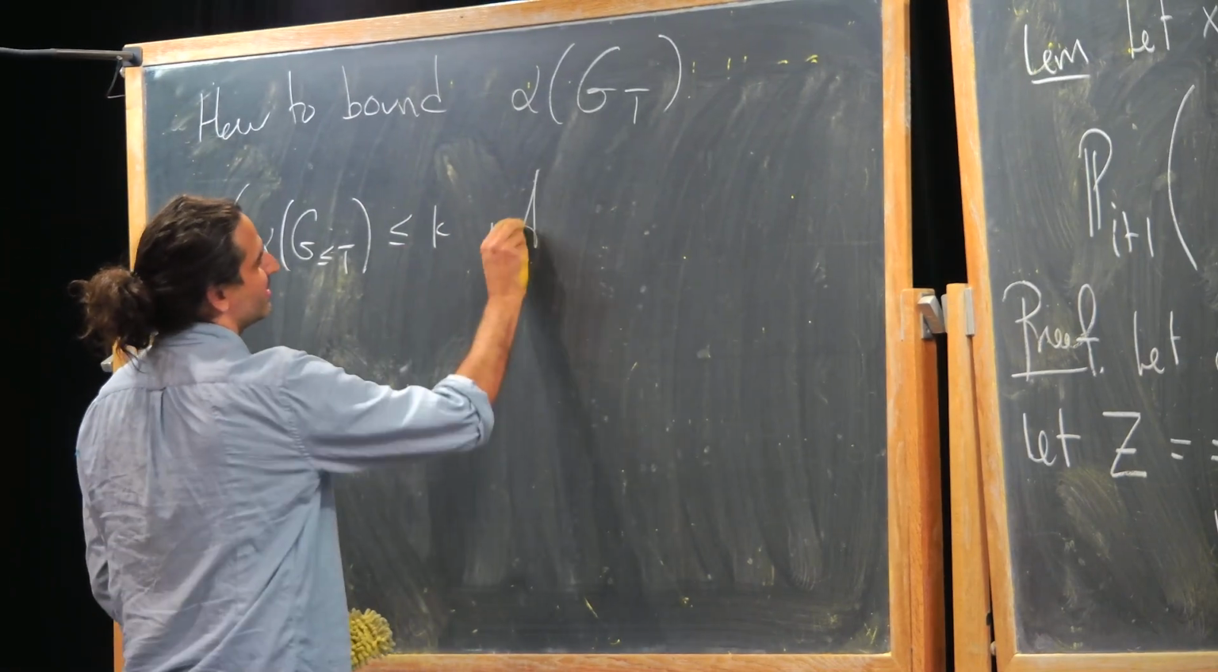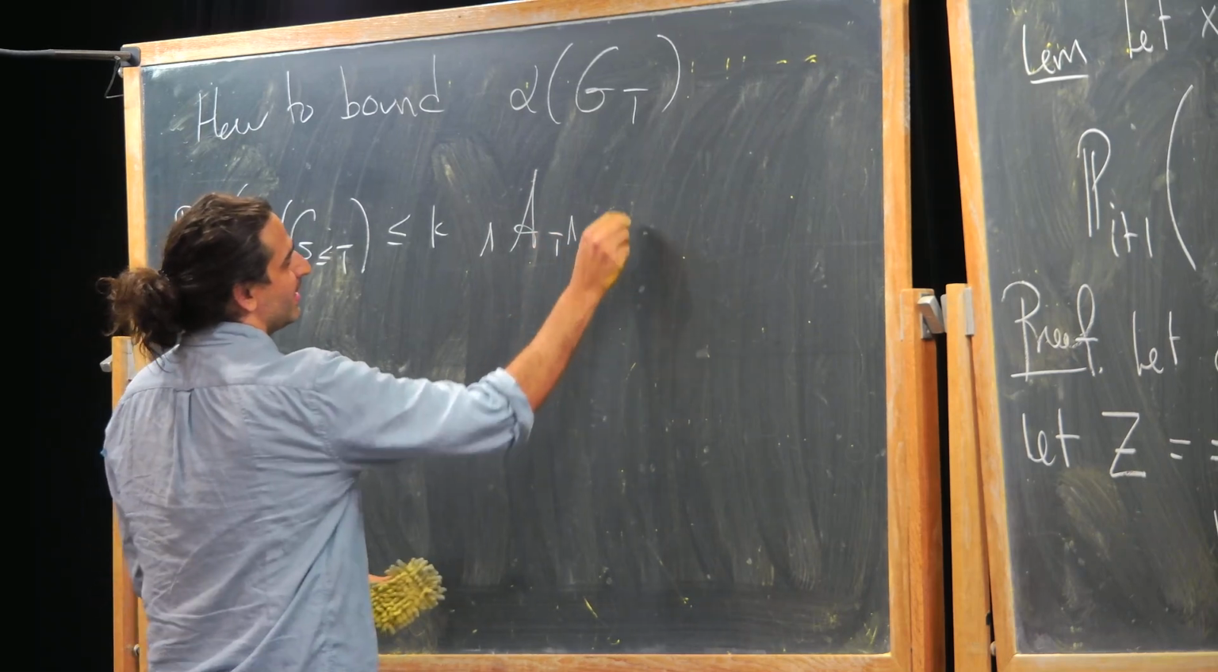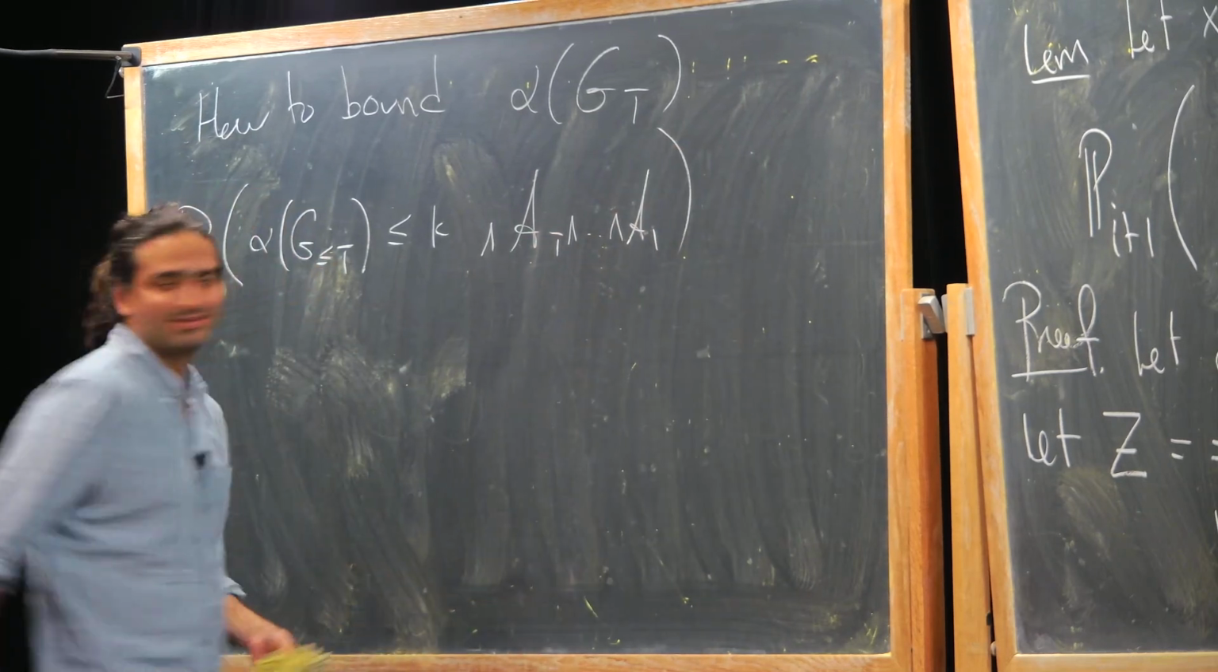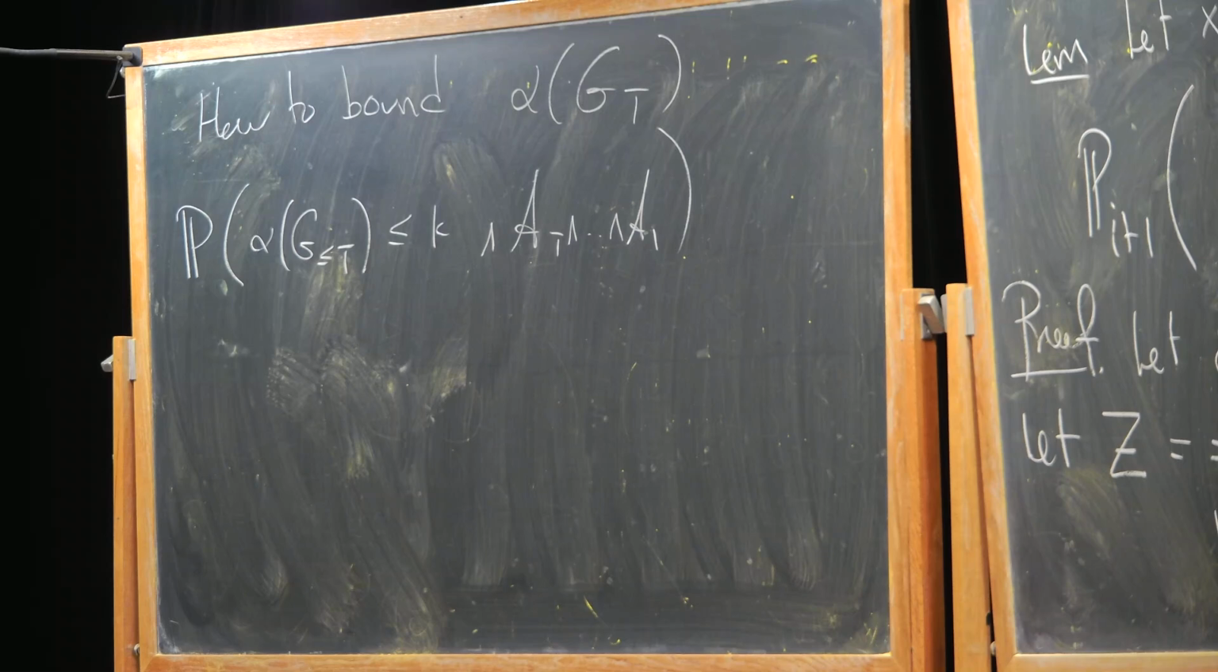We're also always allowed to assume that, say, all these events hold if we like, because we know that they hold with high probability. Now I'd like to deal with this event. Unsurprisingly, I want to use a union bound over all independent sets. So let's just do that right away.